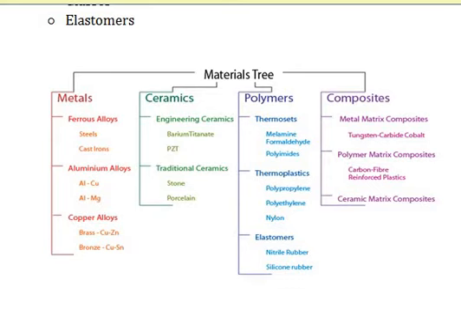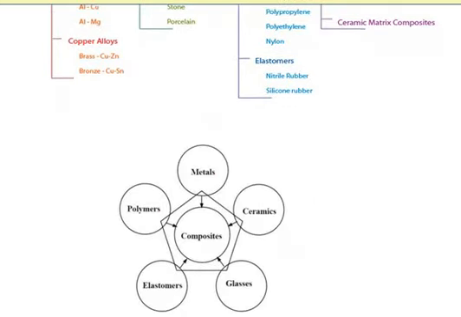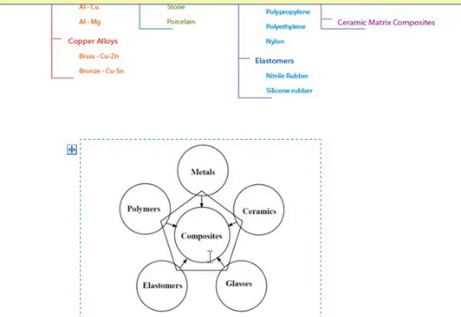So if we were to expand our thoughts, we'll see that, of course, materials can be showcased in this figure here, because you can either add polymers to metals to give you composites, or ceramics to glasses, or elastomers to polymers, and so on and so forth. In any case, composites can accommodate these different classes of materials.